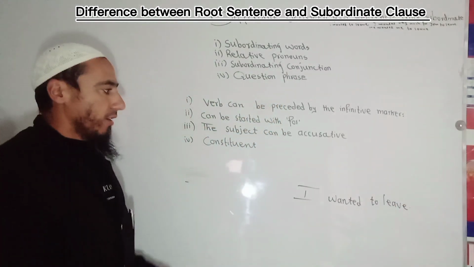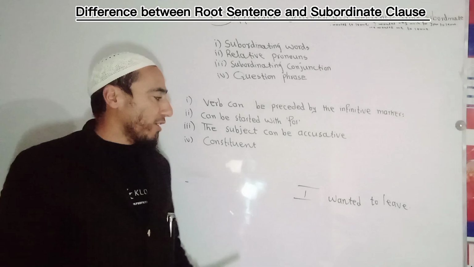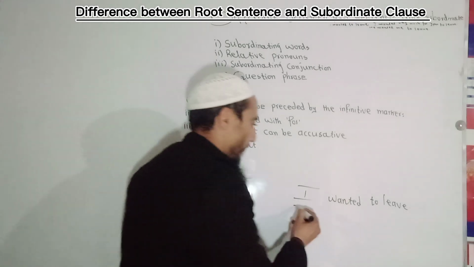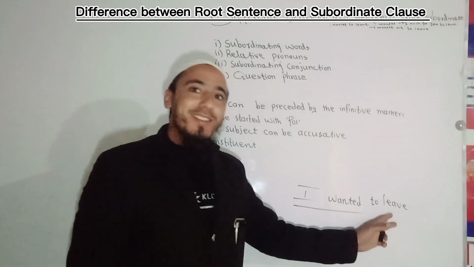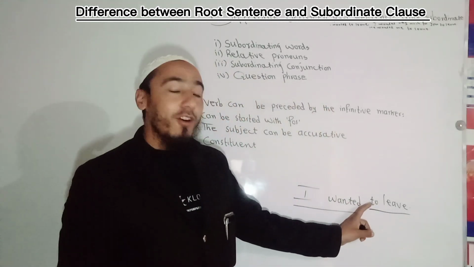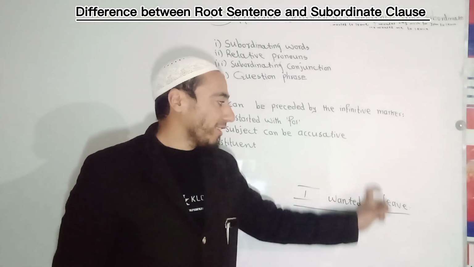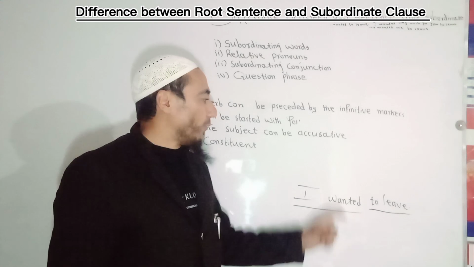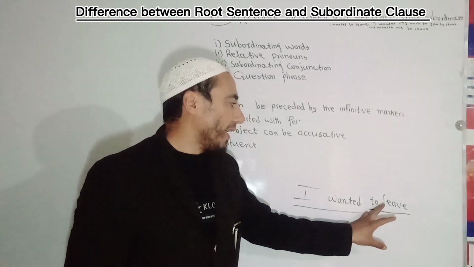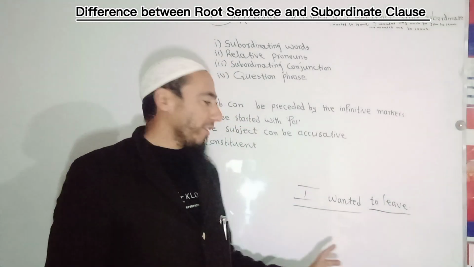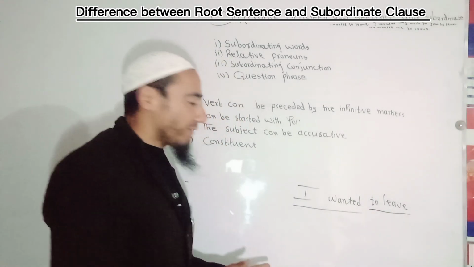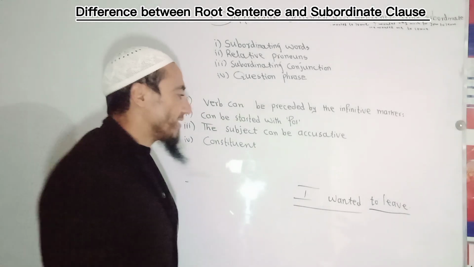Now, let me tell you about the difference between subordinate clause and root sentence. Here, you see we have "I wanted." It is a root sentence. Okay? And "to live" is a subordinate clause. Why? Because it starts with the marker which we call the infinitive marker, and collectively we call it an infinitive phrase. So remember that it starts with an infinitive marker. That's why it is a subordinate clause. And the question is what would be its syntactic structure?